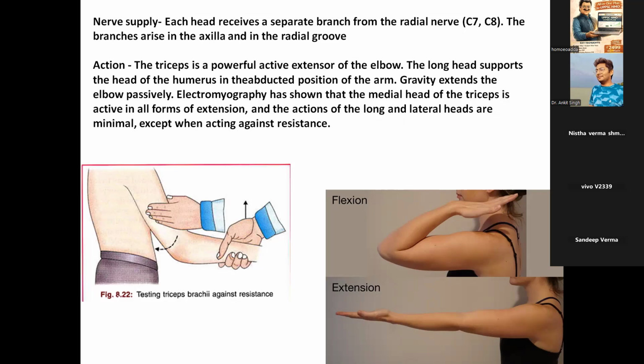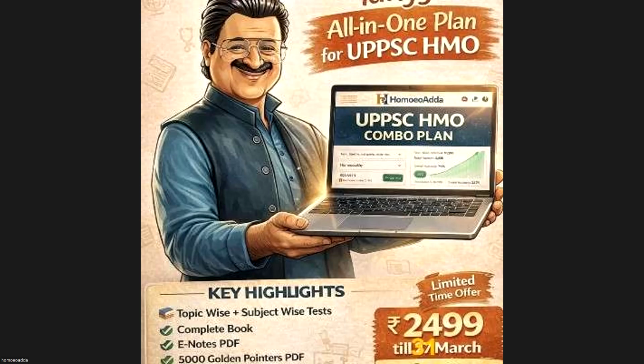The triceps is a powerful active extensor of the elbow. You see, most of the muscles are helping in flexion in the front of the arm. This is the muscle from the posterior compartment helping in the extension, right? So that is of a triceps brachii helping in the extension. So these are the muscles from the arm, right? Anterior compartment as well as the posterior compartment.